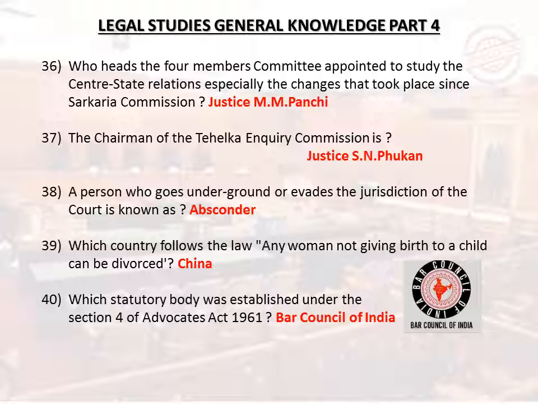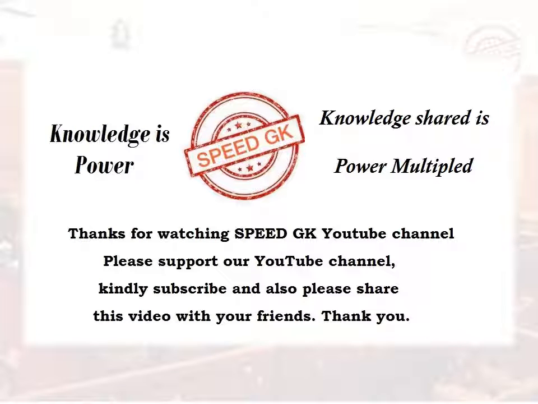Who heads the four-member committee appointed to study the center-state relations, especially the changes that took place since the Sarkaria Commission? Justice M. M. Punchhi. The chairman of the Tehelka Enquiry Commission is Justice S. N. Phukan. A person who goes underground or evades the jurisdiction of the court is known as an absconder. Which country follows the law that any woman not giving birth to a child can be divorced? China. Which statutory body was established under Section 4 of the Advocates Act 1961? Bar Council of India.